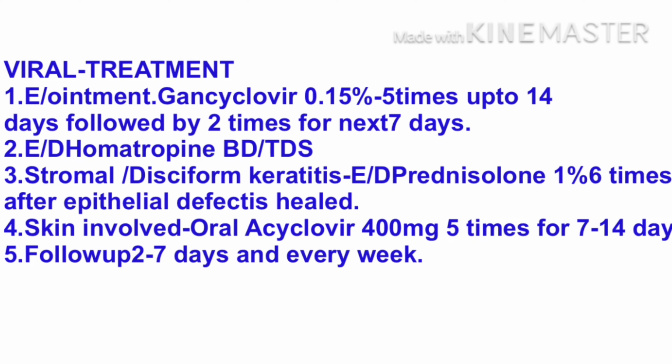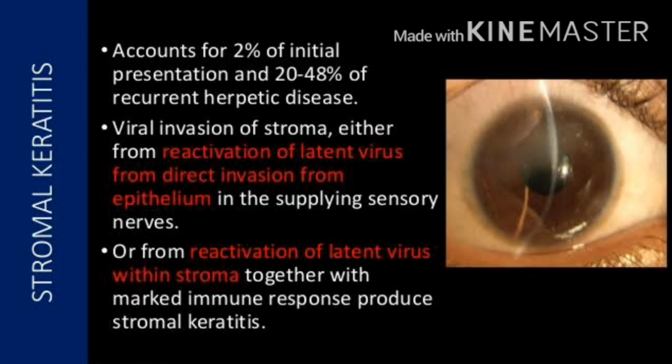In case of viral ulcer, eye ointment ganciclovir 0.15% 5 times up to 14 days followed by 2 times for the next 7 days. Eye drop homatropine BD or TDS, and if there is stromal or disciform keratitis, we need to add eye drop prednisolone 1% 6 times after the epithelial defect is healed. If there is skin involvement, oral acyclovir 400 mg 5 times for 7 to 14 days, and we need to follow up this patient for 2 to 7 days and thereafter every week.